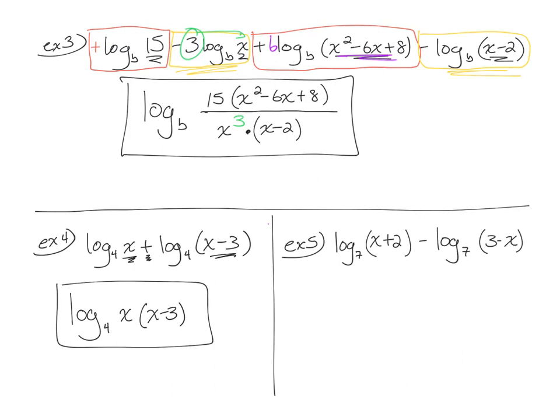The example 5 over here, something very similar. We will have a log base 7 of x plus 2, and that's because it's positive, so that'll be in the top, minus, so this will go in the bottom, 3 minus x.